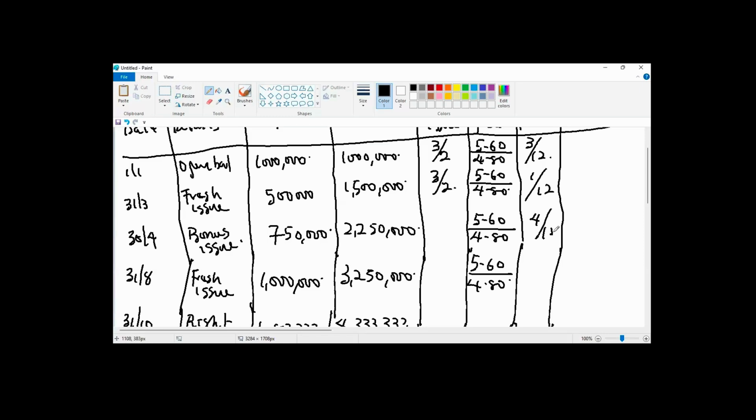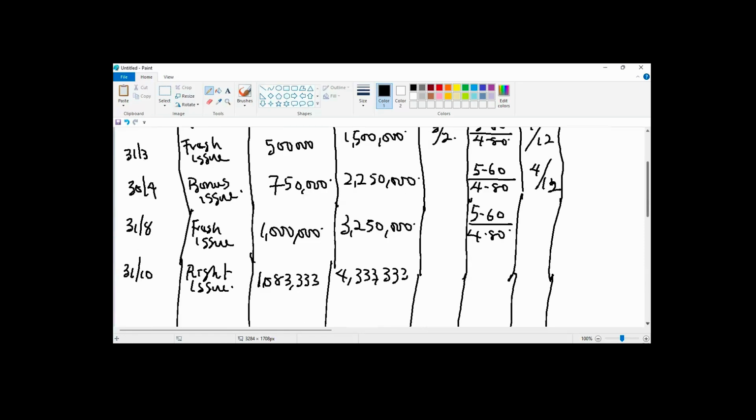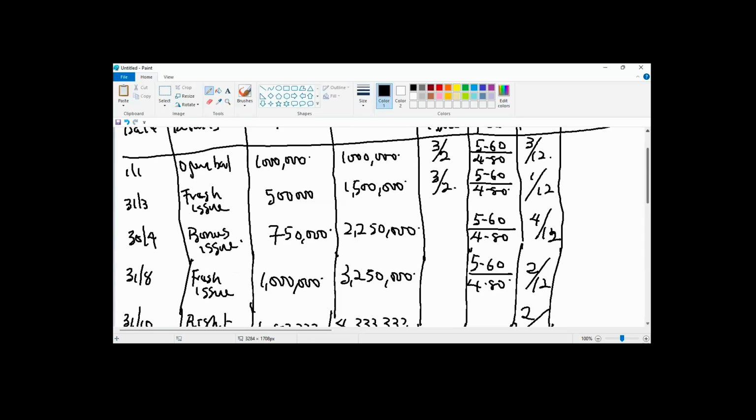Then from 31st of August to 31st of October, September, October, 2 months. Then from 31st of October to year end, November, December, 2 months. Does it complete 12? 3 plus 1 is 4, plus 4 is 8, 10, 12. I will now multiply: 1 million times 3 over 12 times 5.6 divided by 4.8.